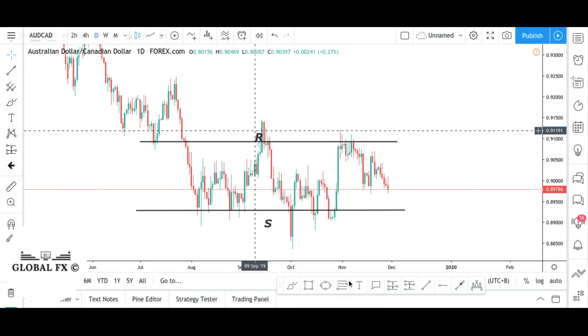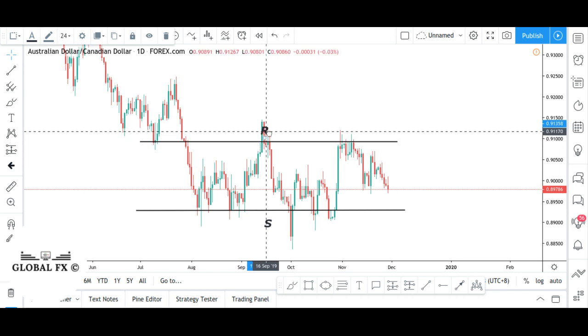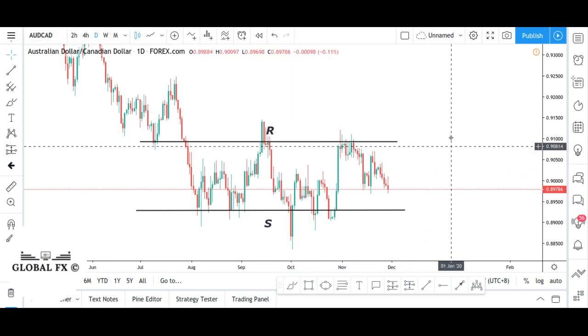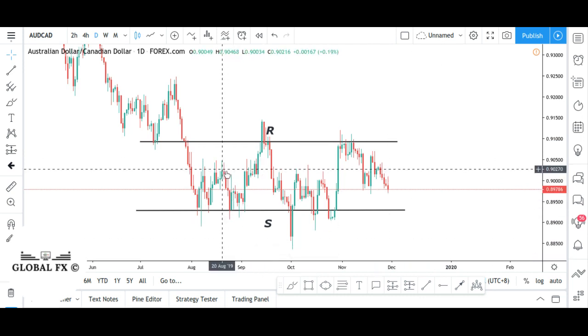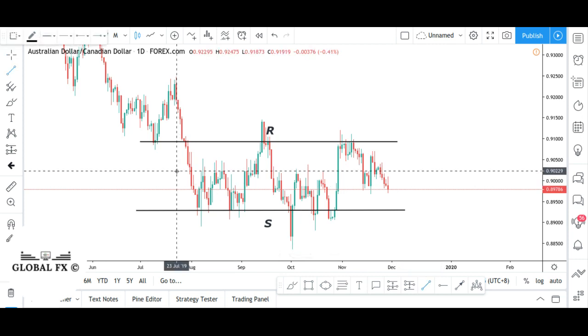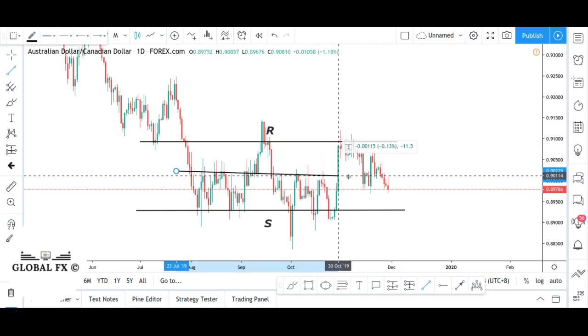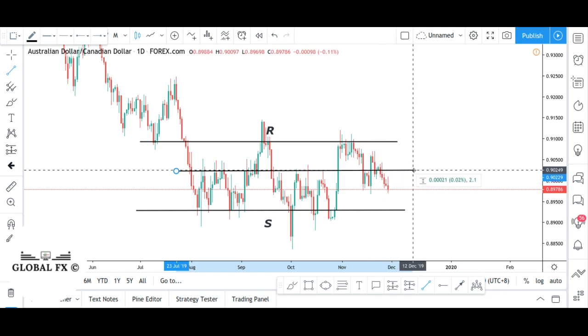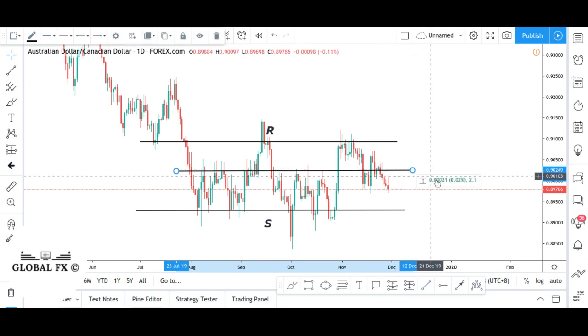These are the basics in forex. If you don't understand the basics in forex, it will be very hard for you guys to basically profit off the forex market. Now in the middle here, just like I showed you guys before, we also had a nice resistance and support area over here.